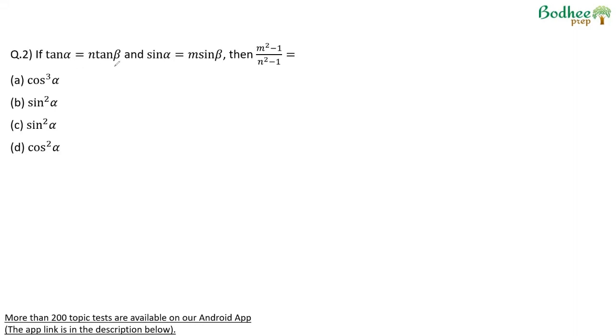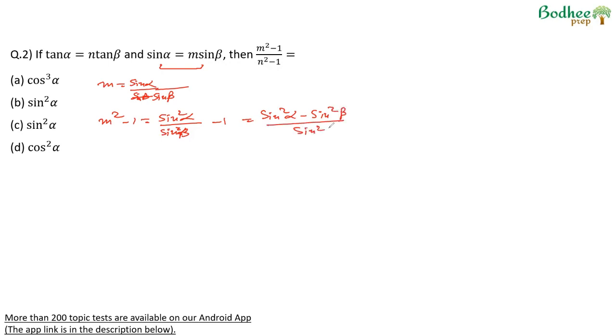Tan alpha is equal to n tan beta, sin alpha is equal to m sin beta, what is m square minus 1 upon n square minus 1? Now, if we look at m square minus 1, m can be written as sin alpha upon sin beta. Therefore, m square will be sin square alpha upon sin square beta. M square minus 1 will be sin square alpha upon sin square beta minus 1, which is nothing but sin square alpha minus sin square beta upon sin square beta.